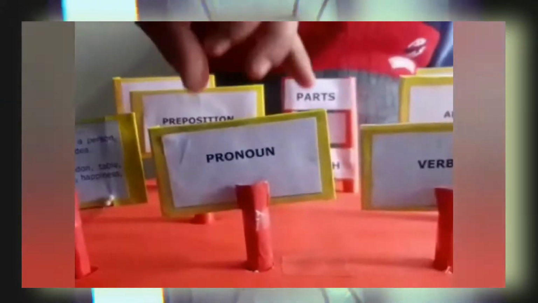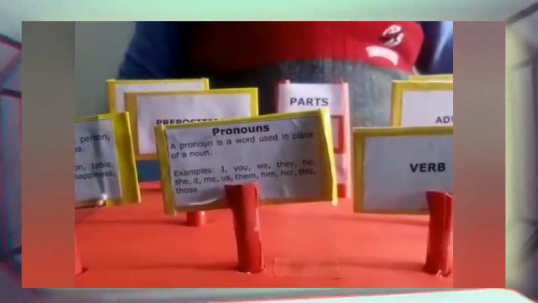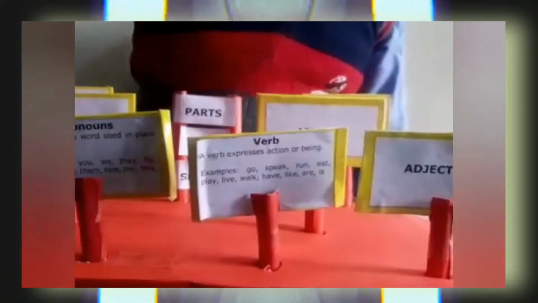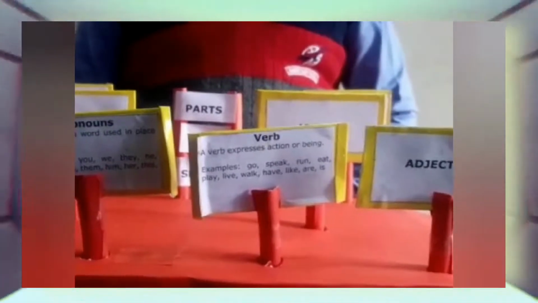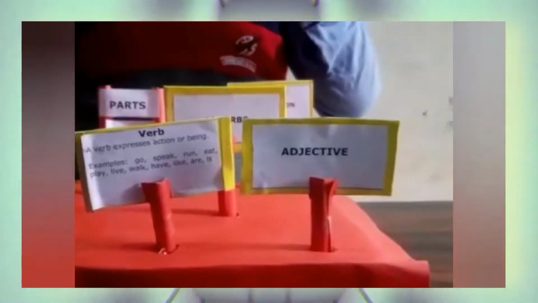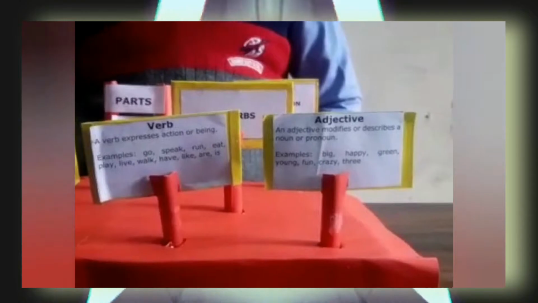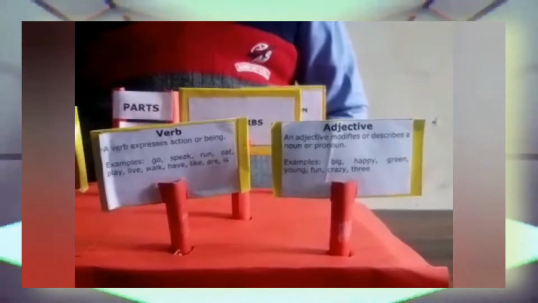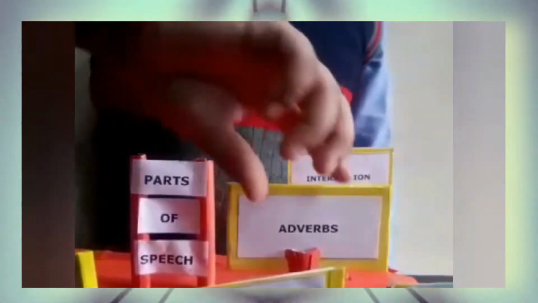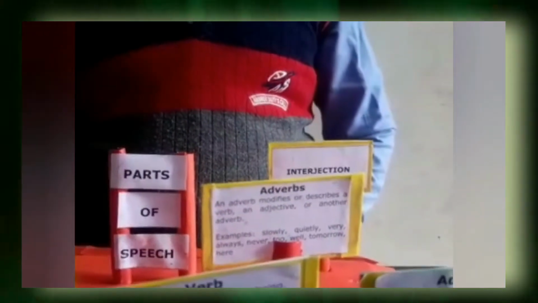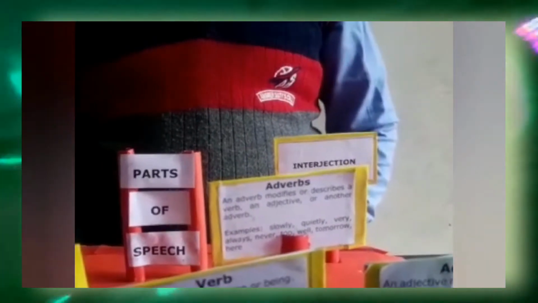Second, pronoun. A pronoun is a word used in place of a noun. Third, verb. A verb expresses action or being. Fourth, adjective. An adjective modifies or describes a noun or pronoun. Fifth, adverb. An adverb modifies or describes a verb, an adjective, or another adverb.